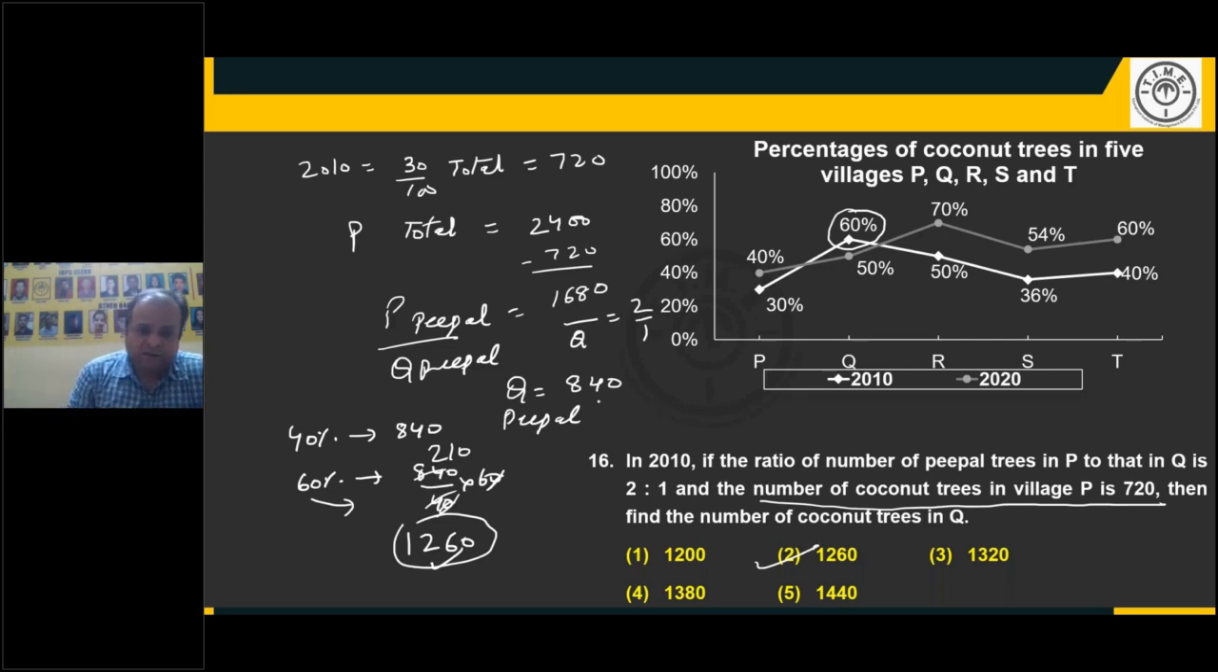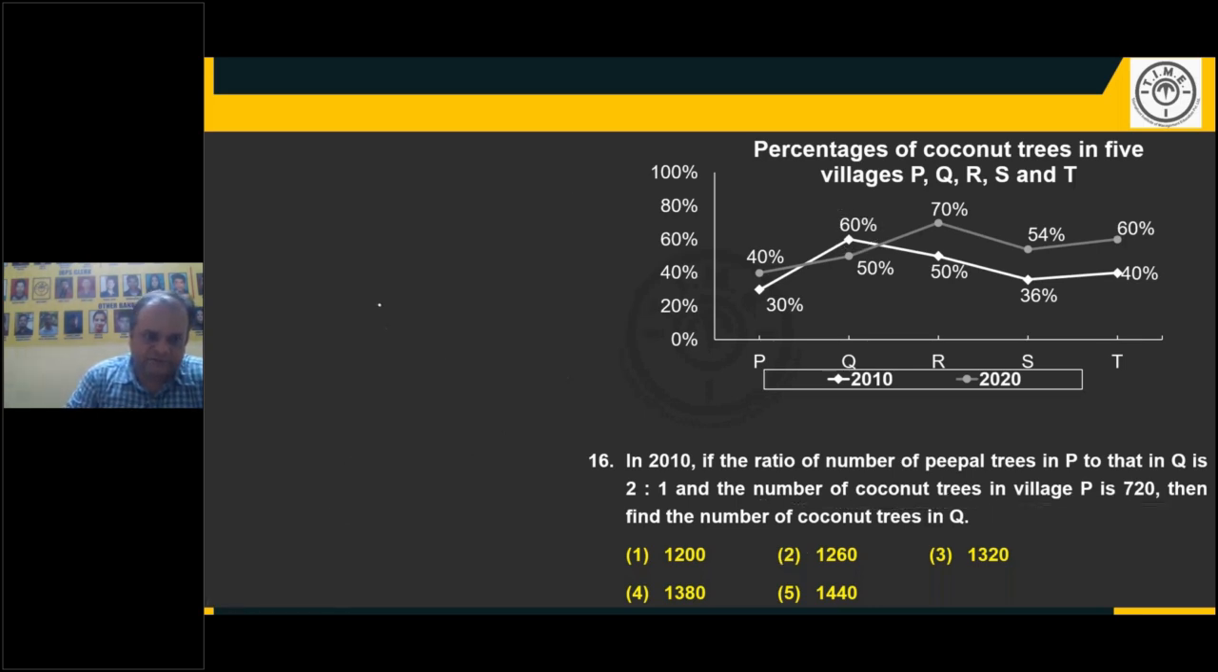Check again. See, there can be another way of doing this. One way is that you find out the total number of trees in P, that is 2400. You subtract, you get people trees, right? Then if you get people trees, because the ratio has been given with Q ka people trees, so Q ka people trees comes out to be 840, and this 840 is 40%. Why 40%? Because 60% is coconut trees. So one way of doing this would be this. Now we can also solve this question based on this.